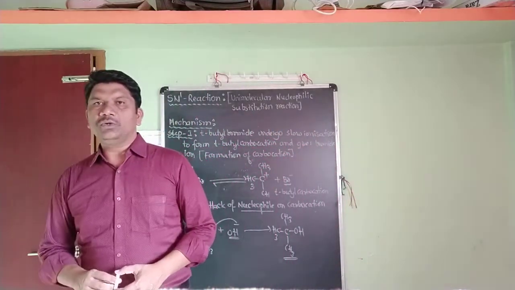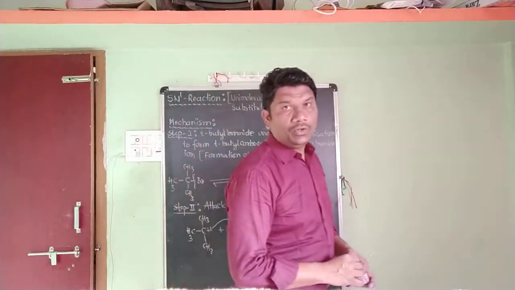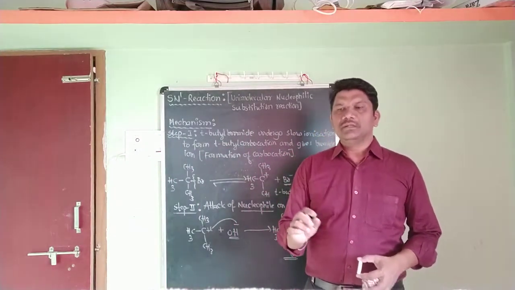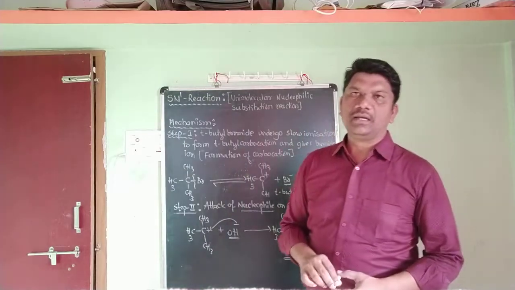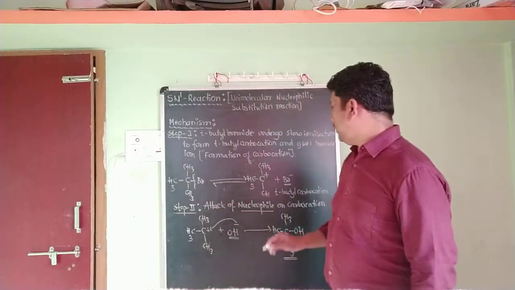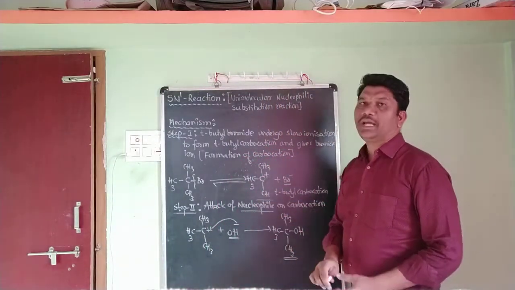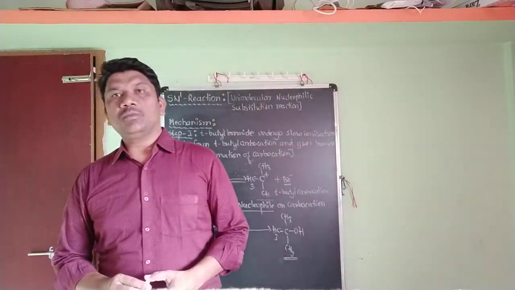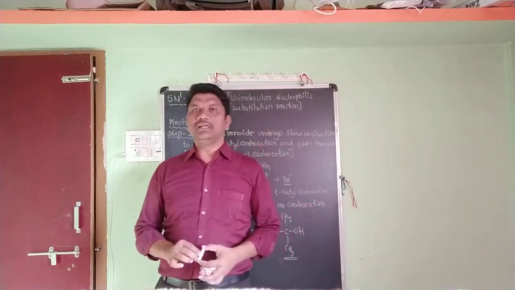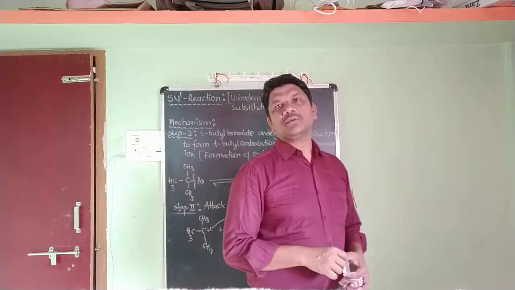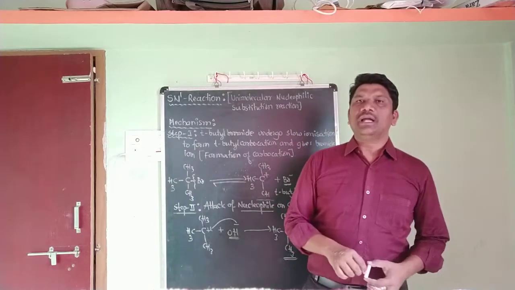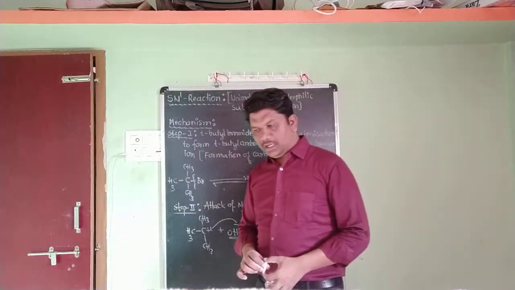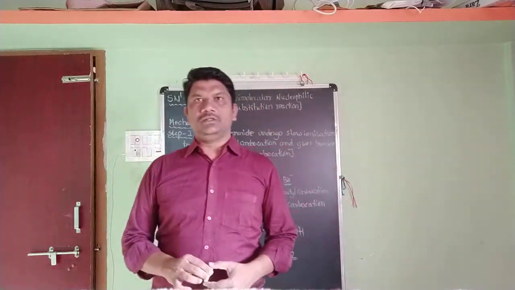So in the beginning I told you tertiary alkyl halides undergo the SN1 mechanism as compared to primary and secondary alkyl halides, because in this first step you are getting a carbocation. Tertiary carbocations are more stable than secondary carbocations, and secondary carbocations are more stable than primary carbocations. Therefore the tertiary alkyl halides undergo SN1 reaction.